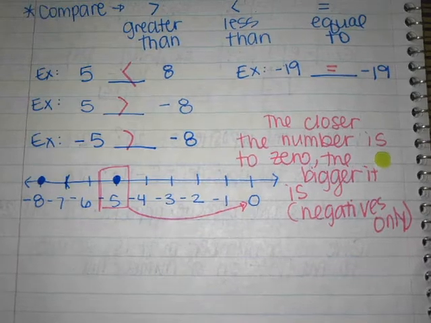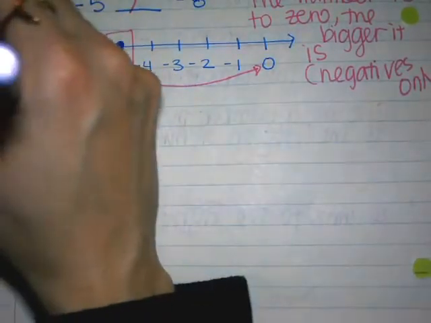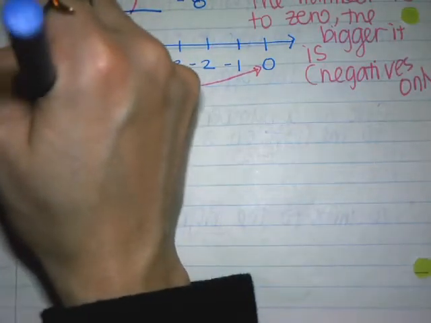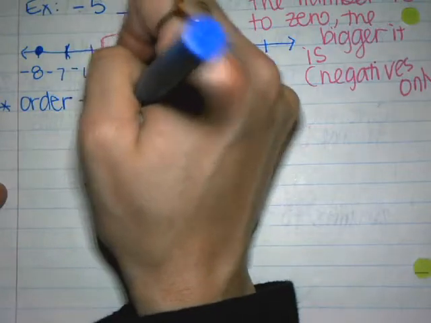Alright, let's do some ordering now. When I say ordering, what do I mean? Putting them in order. So let's do some least to greatest.